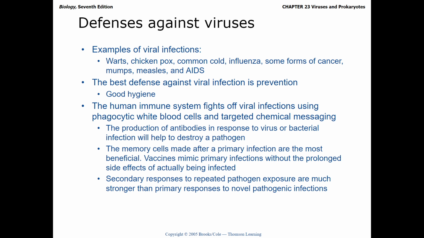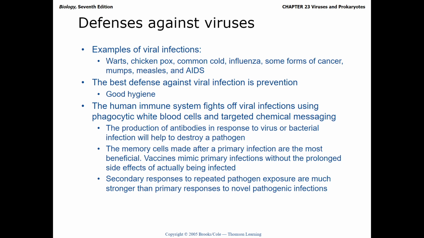We can also look at some examples of viral infections like warts, chickenpox, the common cold, influenza or the flu, some forms of cancer, mumps, measles, and AIDS. So those are just some examples of viral infections. And the best defense against viral infection, again, is prevention, good hygiene. Washing your hands, making sure that you put your food away in a hygienic manner, whether you are freezing it or dehydrating it. And we do have an immune system.